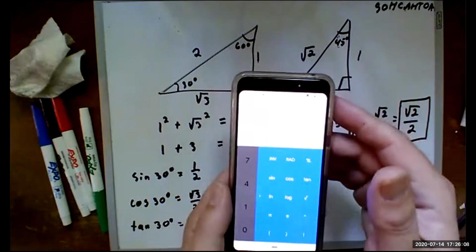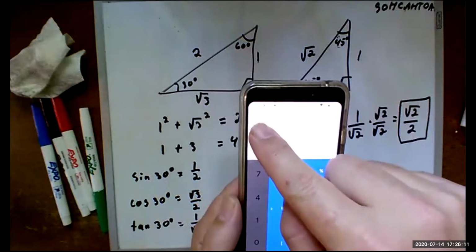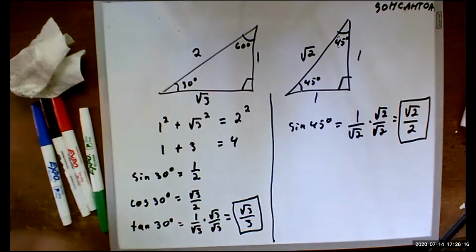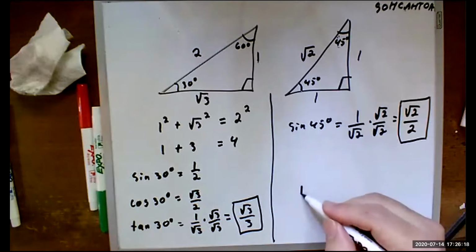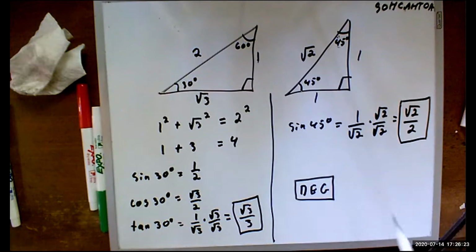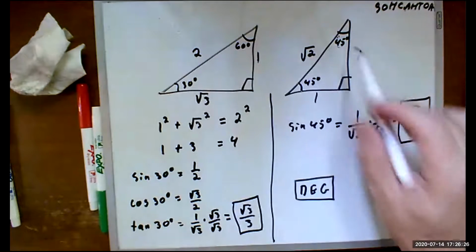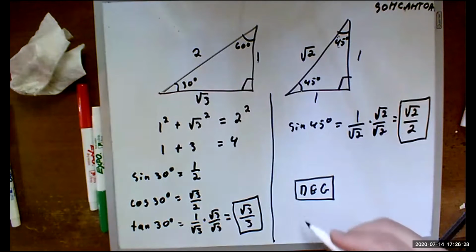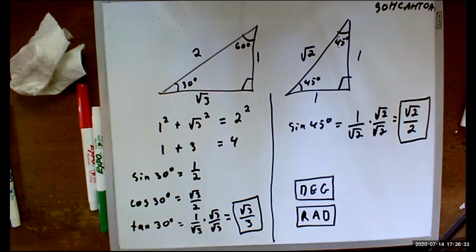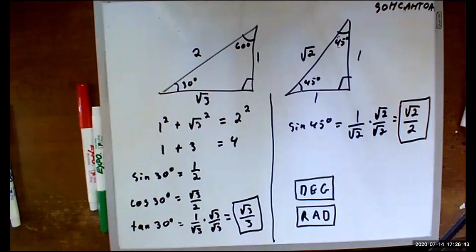What you can't see on here because the glare is too much is up in the top left-hand corner. It says DEG. You want to make sure that your calculator is in the mode that says DEG because that stands for degrees. If your calculator says RAD, that means that you're calculating radians. And we aren't asking for our answer in radians at this point in time, at least not in the way that the calculator is going to produce.